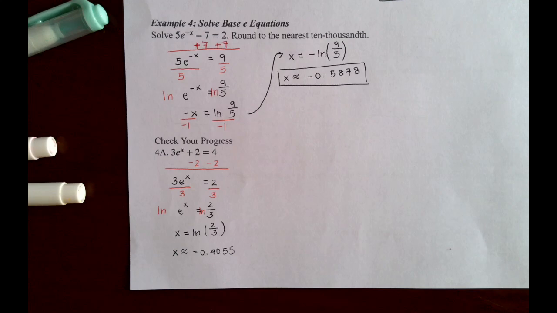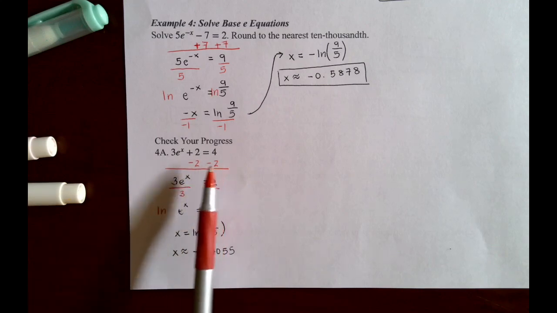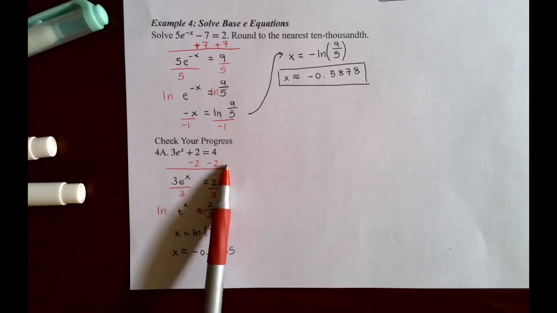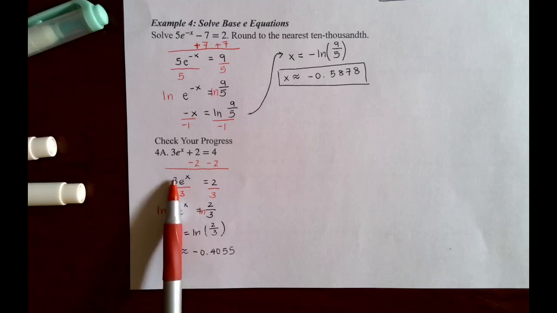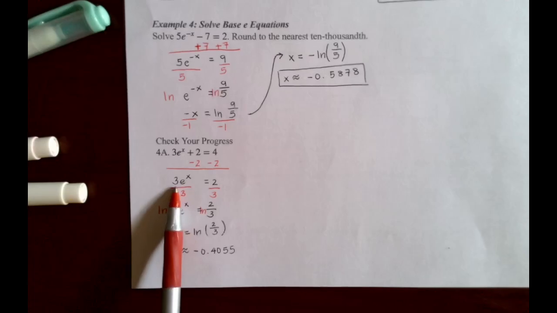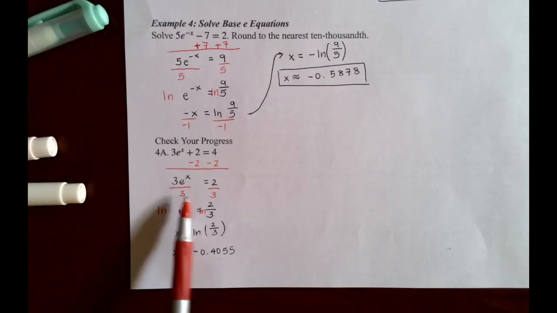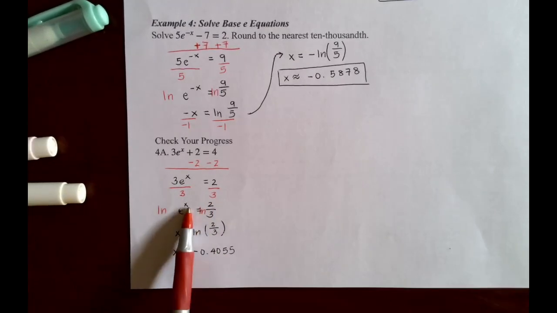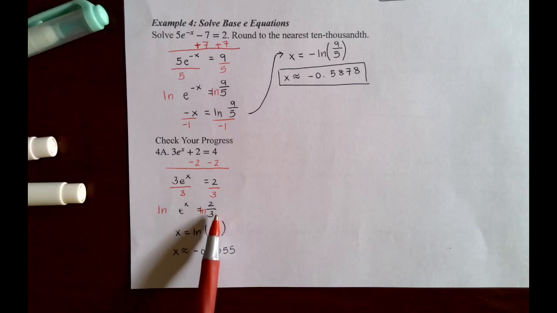Okay, so going reverse order of operations, I'm going to get rid of the plus 2 by subtracting 2 on both sides. Okay, that leaves me with 3 times e to the x equals 2. Then get rid of my multiplying 3 by dividing by 3 on both sides. That gives me e to the x equals 2 over 3 or 2/3.